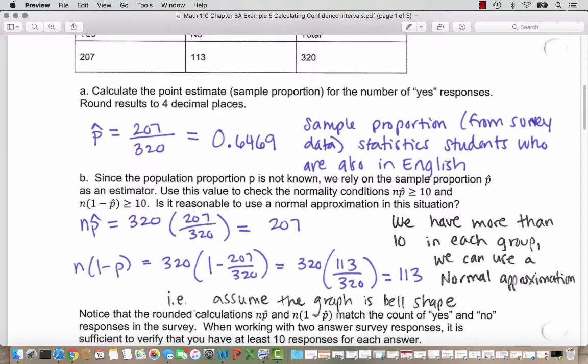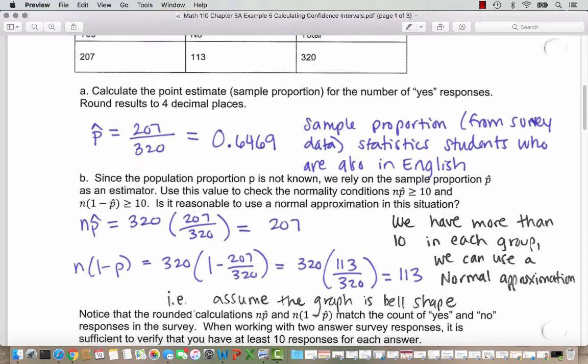Since the population proportion P is not known, we are going to rely on the sample proportion P hat as our estimator. So we are going to use this value to check that the normal conditions n times P hat are at least 10 and n times 1 minus P hat are at least 10. So here we're using the P hat, not the population proportion, because for that population proportion there's no estimate or given value to us. So n times P hat, well, that's 320 times 207 over 320. Well, we know those 320s would just cancel, so this is just 207. So that's exactly the people that said yes.